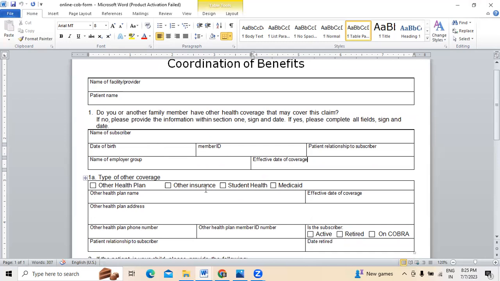Now here is the type of coverage, as I said, meaning what kind of health insurance plan they have. If it is Medicare and Medicaid, then it is different. If it is not Medicare and Medicaid, then it could be a private insurance plan. Otherwise, it may be some other student health plan, which also comes under private insurance. Those details have to be updated here. Followed by this, we need to mention the plan details, whatever health plan is available.